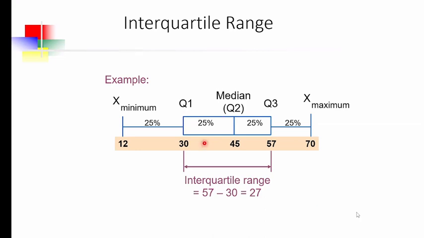Within the interquartile range, 50% of the observations fall. So what about the extreme points in the data set? They are eliminated when we are calculating the interquartile range. Only the middle 50% of the data is considered to calculate the interquartile range, right?